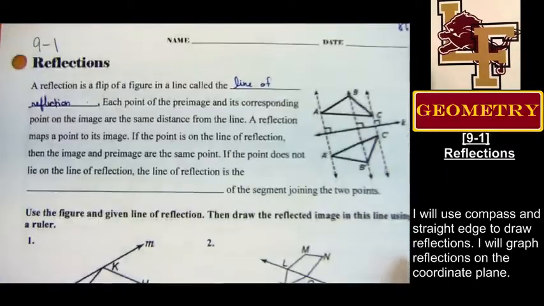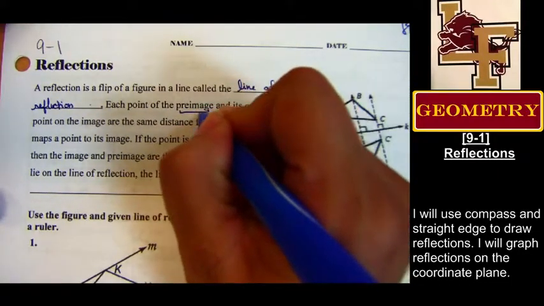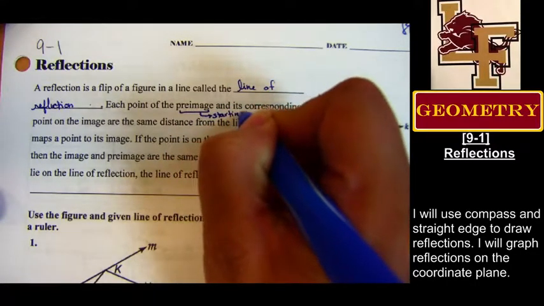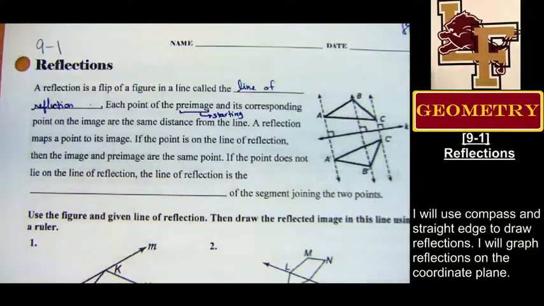So the point on the pre-image, that is the image you start with. Okay, so this is the starting image. And its corresponding points on the image that you get afterwards are going to be the same distance away from the line. They're just going to be on opposite sides of the line. Okay? Now, if the point is on the line of reflection, it doesn't go anywhere. Okay? It stays the same point.